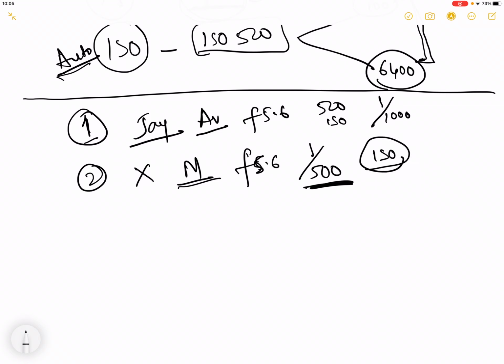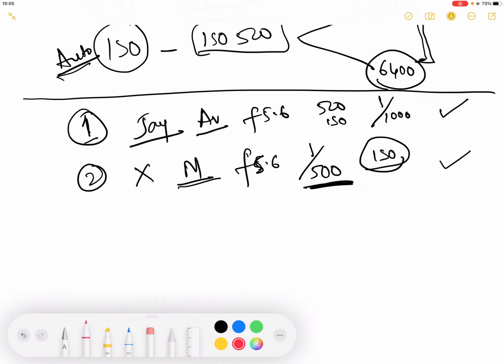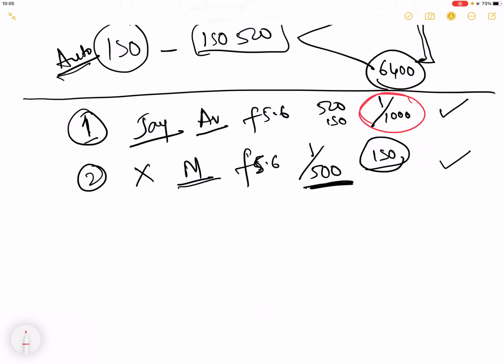Now, while both of them will get the correct exposure, because here the camera is actually setting the shutter speed because we have given the input of aperture and ISO. Here the camera is setting the ISO because we have given the input of aperture and shutter speed. So technically speaking, since the third parameter of the exposure triangle is set by the camera, both of these guys would get the correct shot.